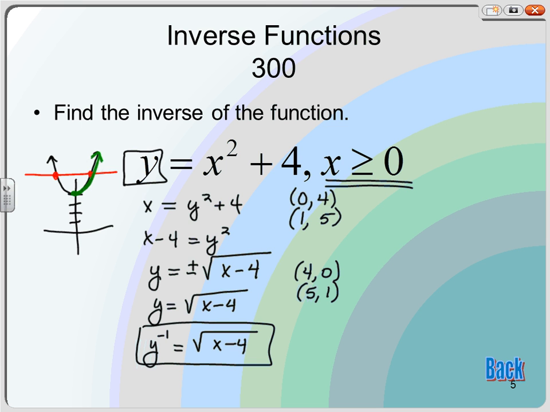Okay, a lot of people want to write that as f inverse, but be really careful. There was no f defined. So unless you define it, you can't call it the inverse of f. But we never talked about f in our properties.